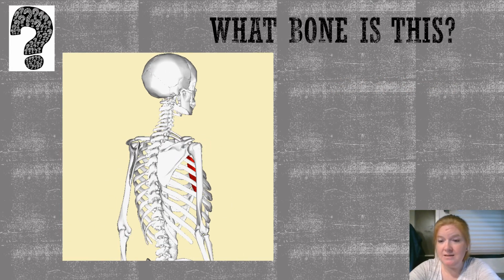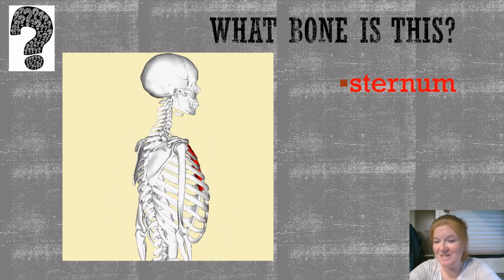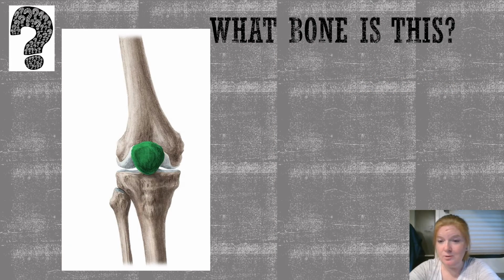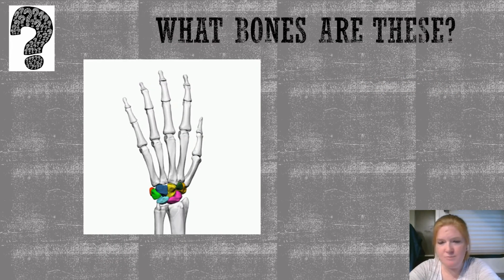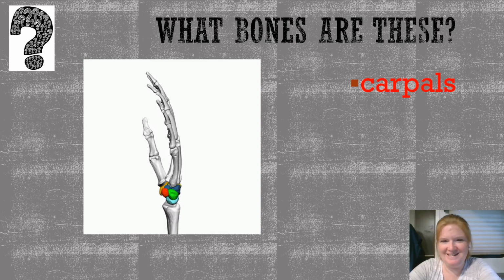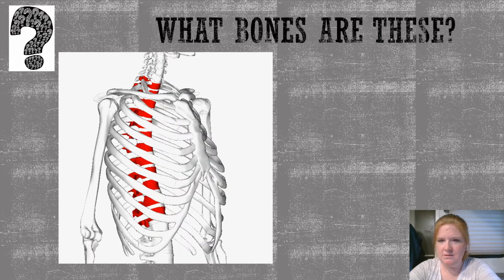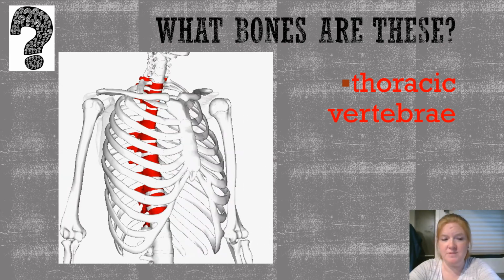What bone is this? Remember, it has the manubrium and the xiphoid process parts of it. It's the sternum. What bone is this? Ooh, it's a sesamoid bone, like a sesame seed. The patella. What bones are these? Don't have to know the individual names. They're the carpals. What bones are these? Well, the thoracic vertebrae. There's 12 of them, like you have 12 pairs of ribs.